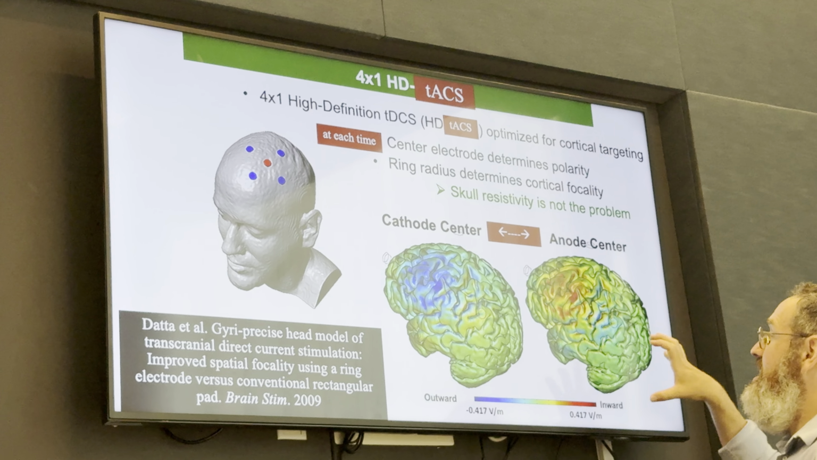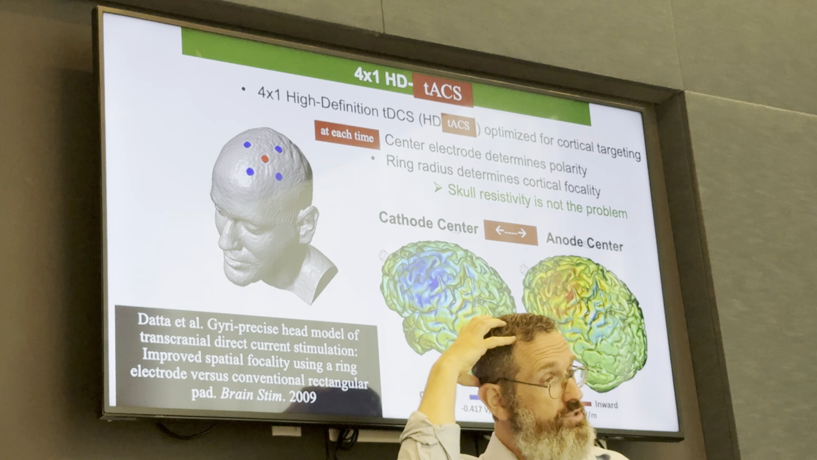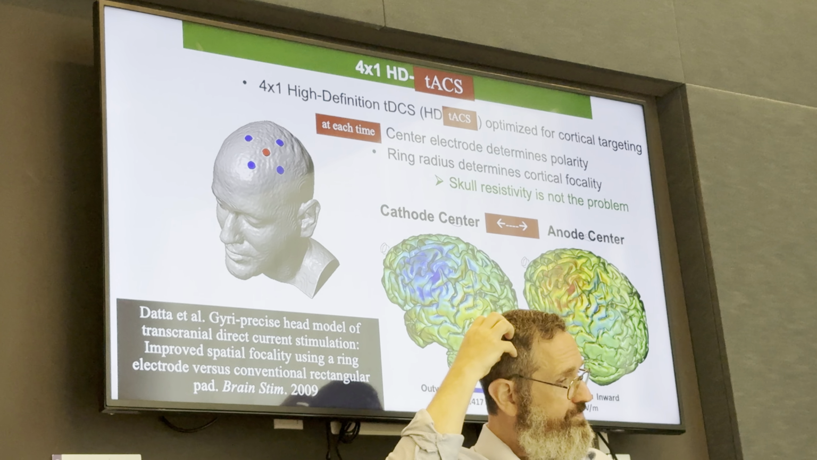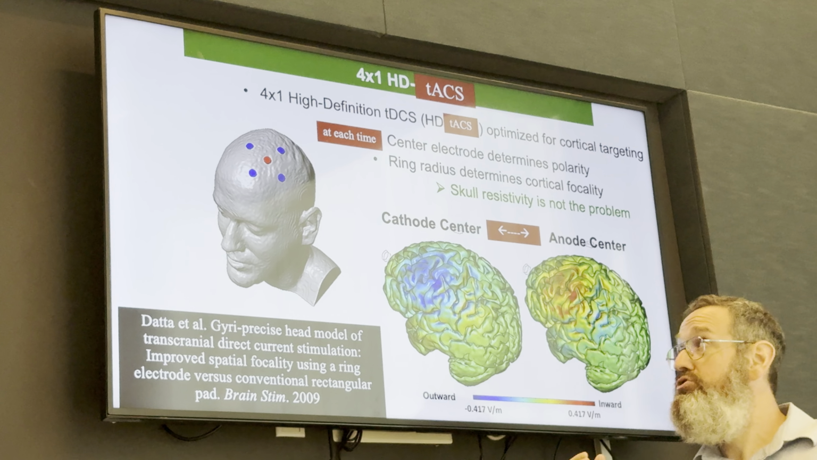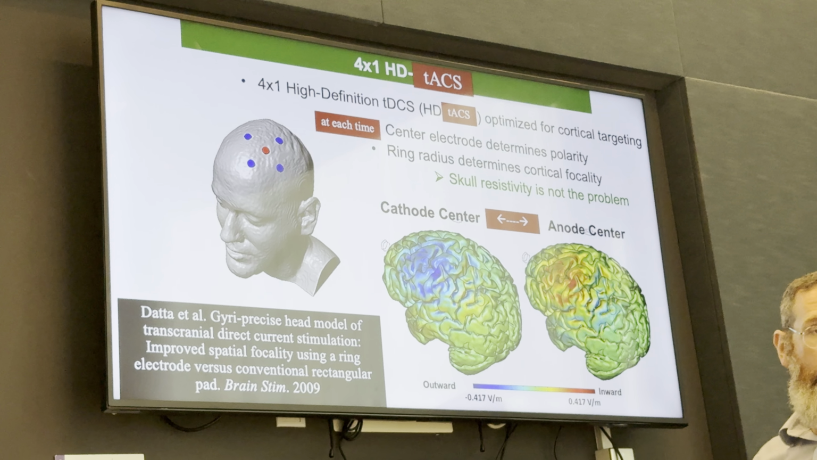What does that mean? It means that you have a region of the cortex that you control, right? Any part of the cortex. It can be focal, right? And you can produce this more unidirectional polarization in that part of the brain.